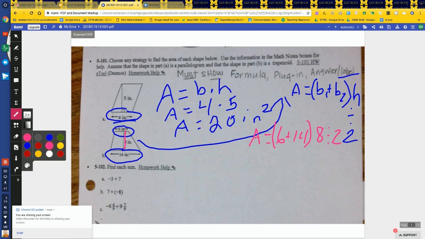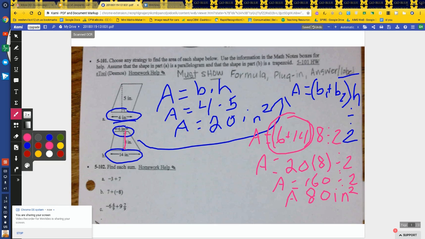So again, using our order of operations, because this is in parentheses, we need to add first. Then we multiply from left to right. So 6 plus 14 is 20. And then we have to multiply by 8, divide by 2. 8 times 2 is 16, add my 0, so 20 times 8 is 160. 160 divided by 2 is 80. Half of 160 is 80. Then we have to label our last part, inches squared.